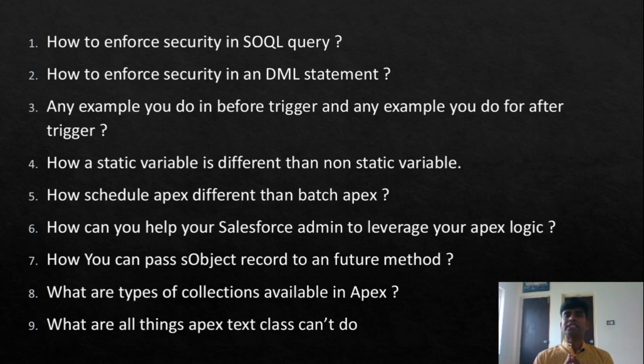How is schedule Apex different from batch Apex? Schedule Apex and batch Apex are both asynchronous Apex. Both have similar kinds of governor limits, but in schedule Apex only one method is mandatory, the execute method. But in batch Apex, there are three methods: start, execute and finish. Schedule Apex has only one method, execute. Batch Apex has three methods: start, then execute, then finish.